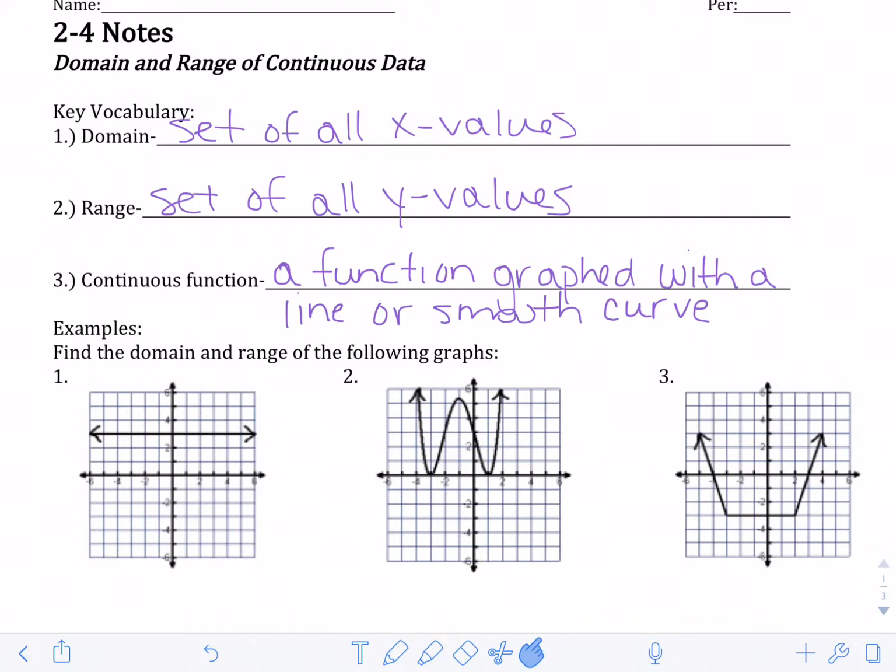Alright, this is 2-4 notes. It's domain and range of continuous data. So domain again is a set of all x values. Range is a set of all y values. A continuous function is a function graphed with a line or smooth curve.